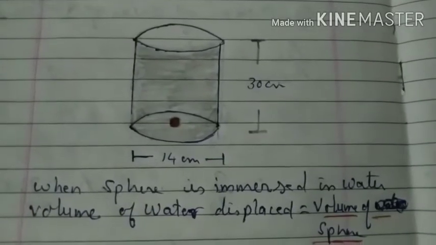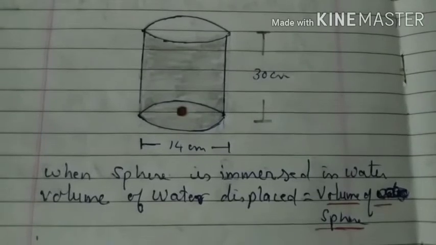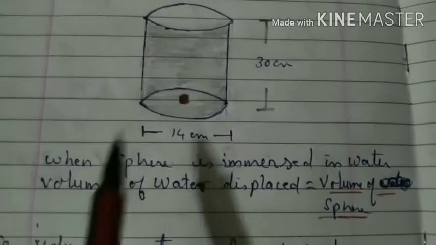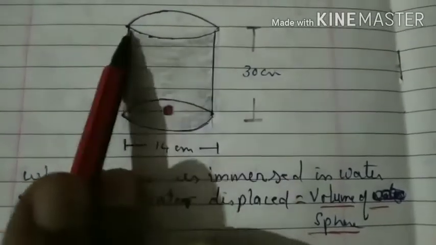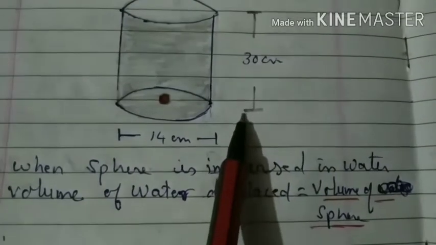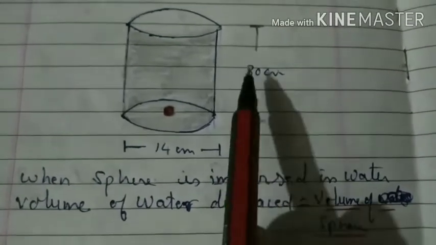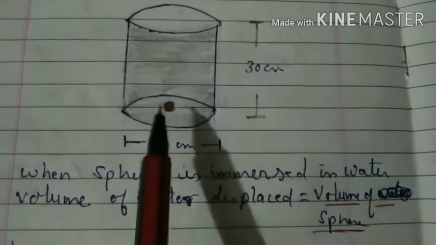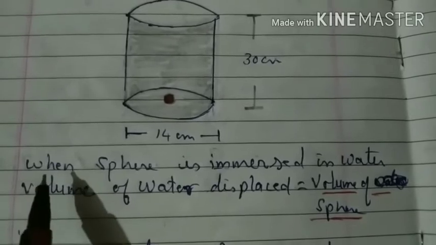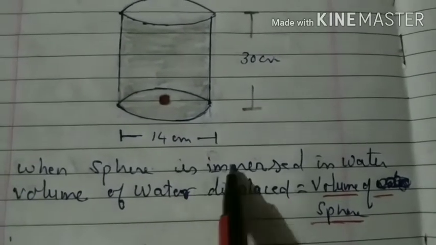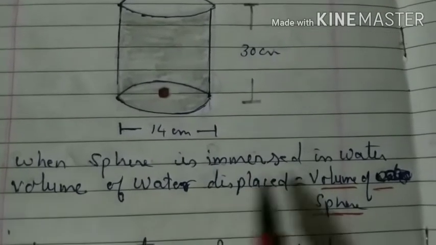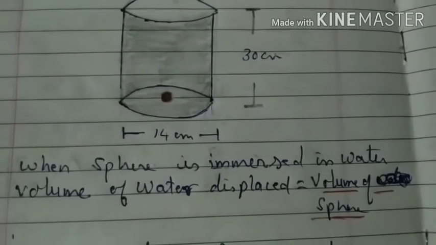Now see students, the sum which I explained previously can also be solved in this manner, because in a few reference books you can see it is given that the water is filled up to the brim. So now consider the height of the full cylindrical glass is 30 centimeter and this is the sphere. Now when the sphere is immersed in water, we know the volume of water displaced will be equal to the volume of the sphere. Means what? See, I'll tell you.